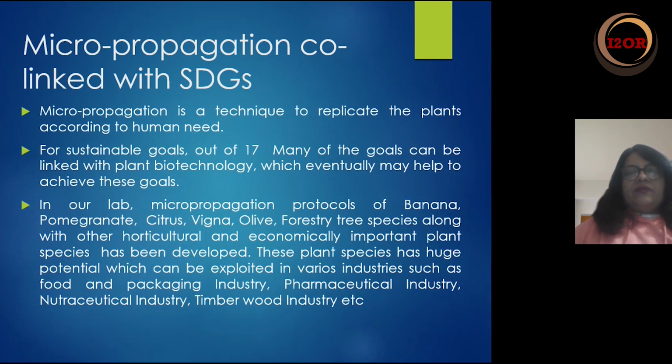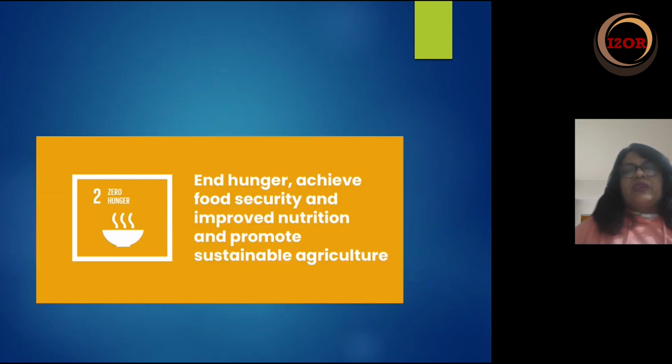For example, in our lab, we have already developed micropropagation protocols for economically important horticulture crops and even forestry crops. Pomegranate, banana, citrus, vigna, olive, Stereospermum personatum are some of them which are to be listed, which have been done in our lab, and which is not only useful for the production of food, but can also be exploited by various industries such as food and packaging industry, pharmaceutical industry, nutraceutical industry, timberwood industry, etc.